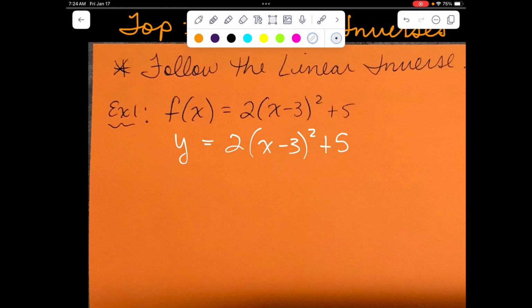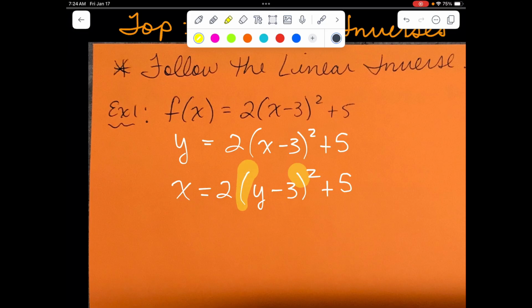Now what we're going to do is switch x and y in the equation. So it is not y equals, it is x equals 2 parentheses, y minus 3 squared plus 5. And the goal is to get the house. I like to call the set of parentheses in this problem the house. We want to get the house by itself, or the parentheses by itself.